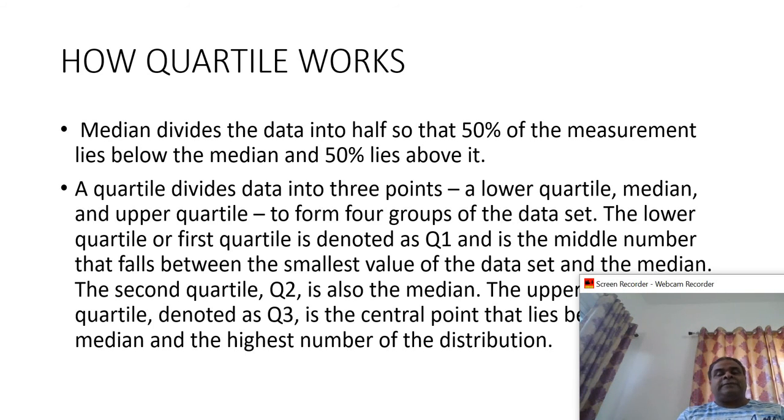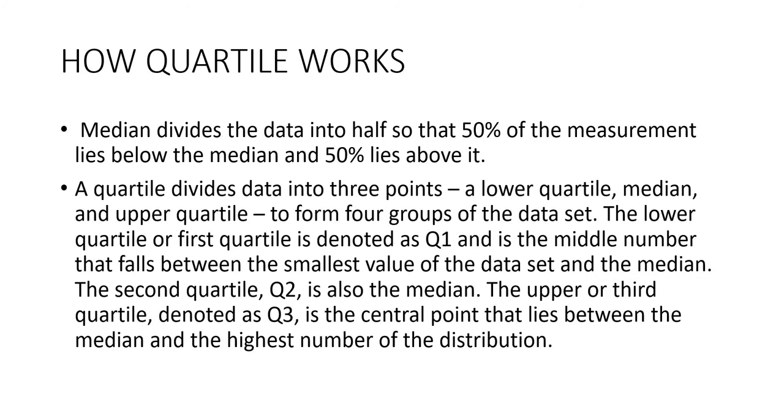One is the lower quartile, then the median, and the upper quartile. Those are all the three cuts. So then you will get four groups of the data set. I told you, there are three cuts. The first one we call Q1, known as the lower quartile. The second one is Q2, known as the median. The upper or third quartile is denoted as Q3.